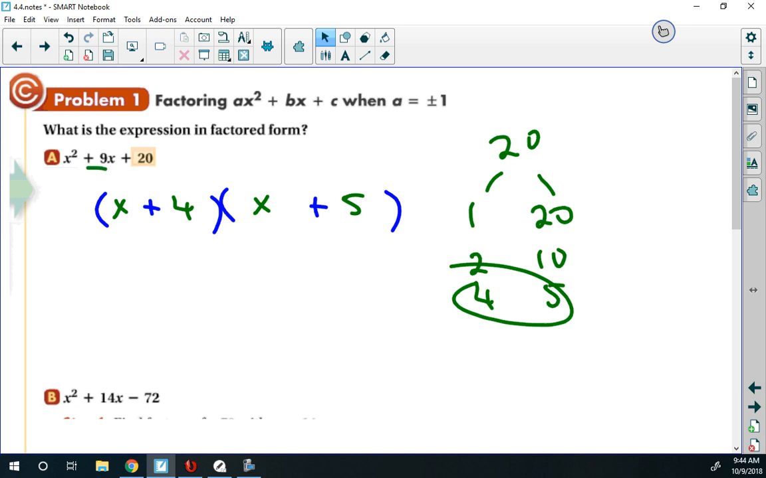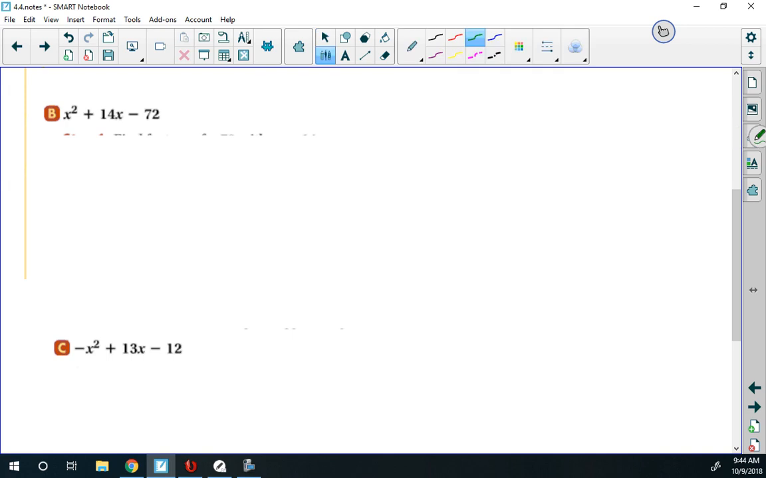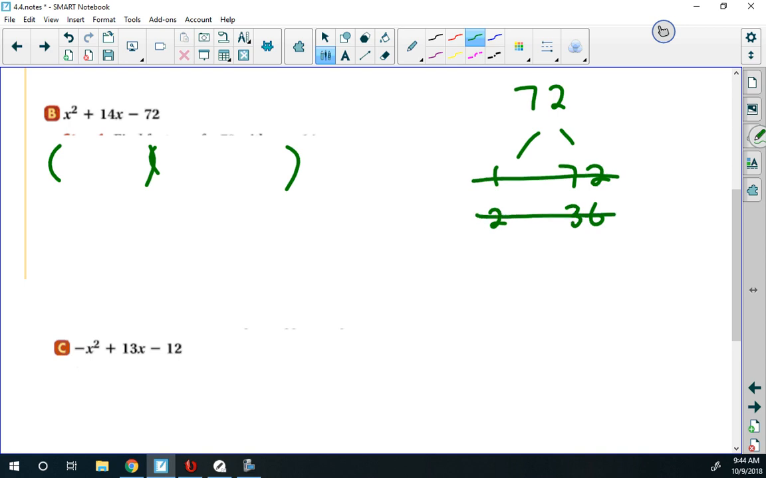I know B is not a number. So number B. We're looking at 72. 72's factors that add up to 14 or subtract to 14. It's not 2 and 36, not 1 and 72. It's not going to be 3 and 24. Not going to be 4 and, maybe it is going to be 4 and 14. Oh, because it's a 14 in the middle. That's not 4 and 14, 4 and 18, my bad. 4 and 18, that's it. X and a 4, X and an 18, what are our signs going to look like?